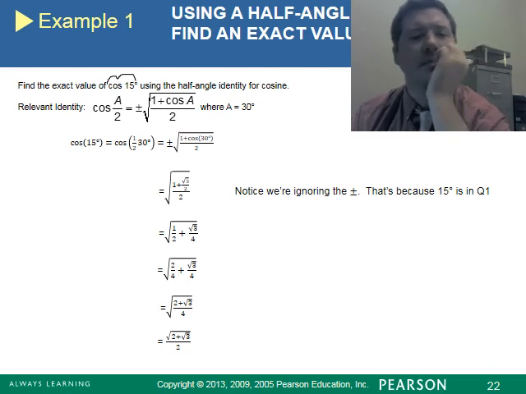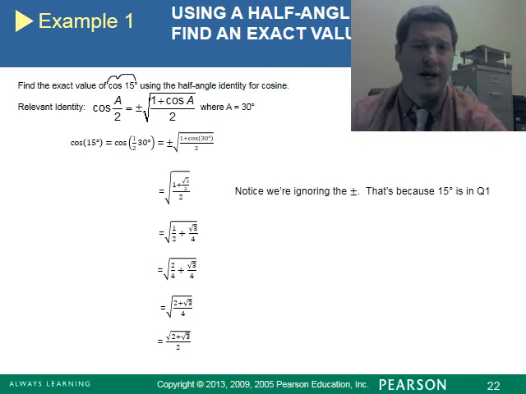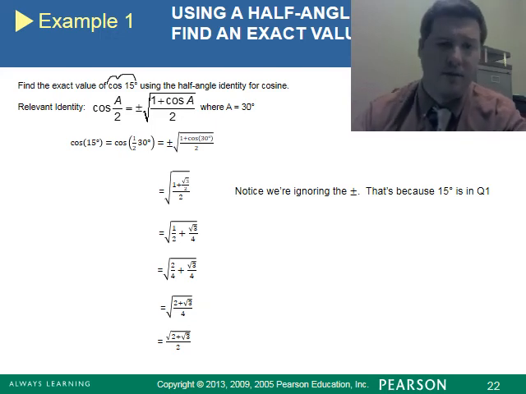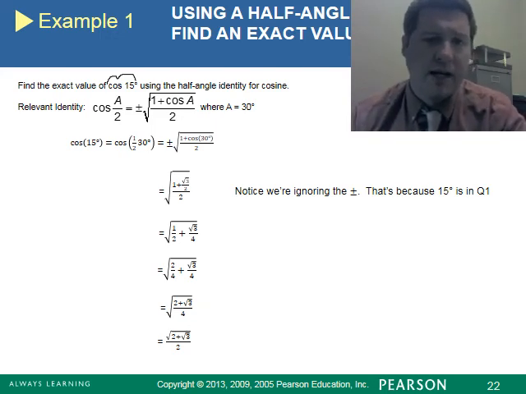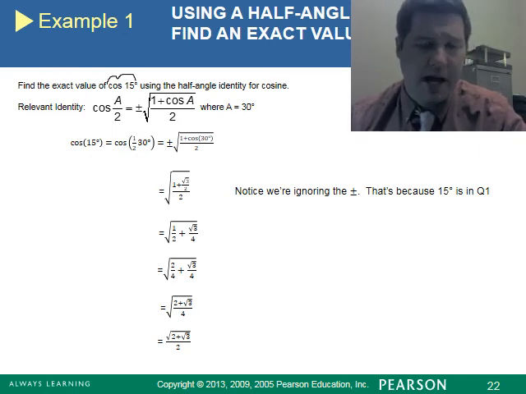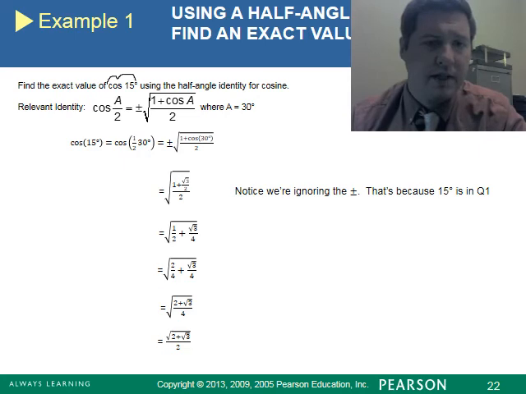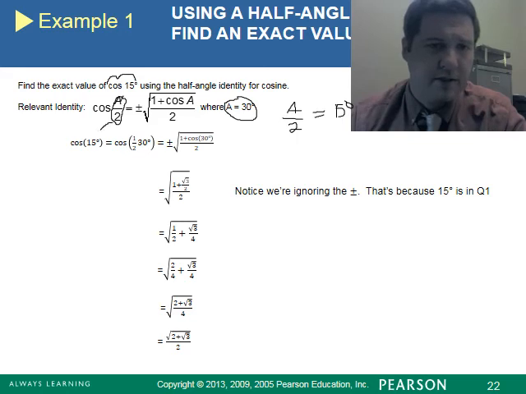Maybe not. We definitely could have done it by taking the difference of 45 and 30. Okay, but if we're asked to do this using a half angle, we're going to say, well, if we let A equal 30, then A over 2 is 15 degrees. So in our formula, A over 2 is going to be 15 degrees.